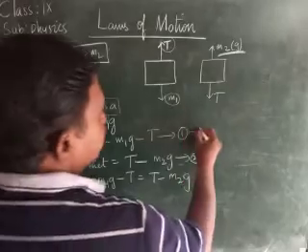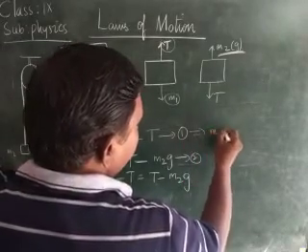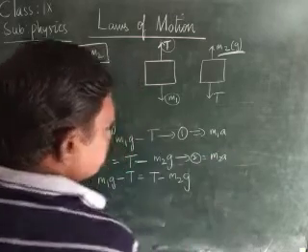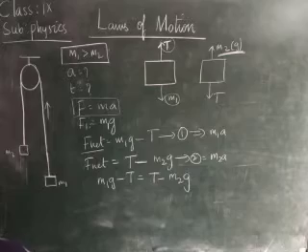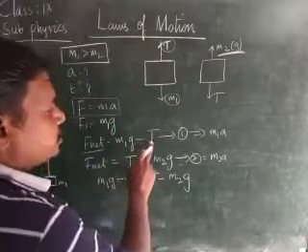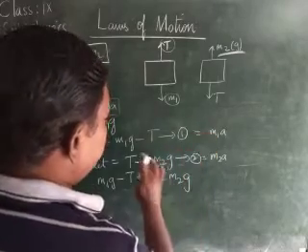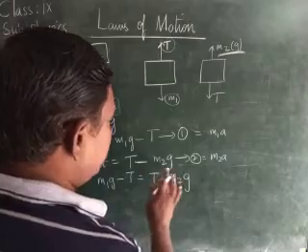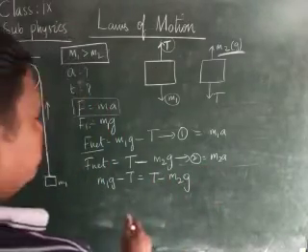Okay, this is nothing but m1a, this is m2a. Okay children, this is m1a as well as m2a. Normally m1g minus T is equal to m1a, and T minus m2g is equal to m2a. Okay, now equate them, children.